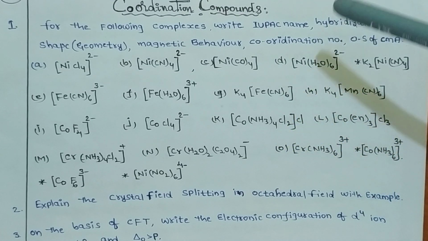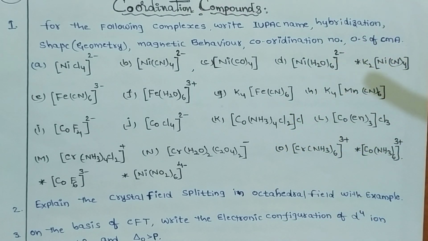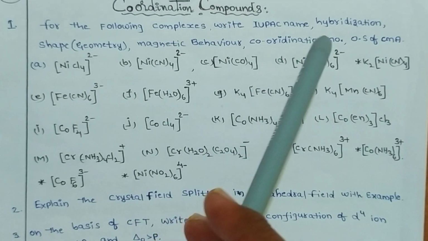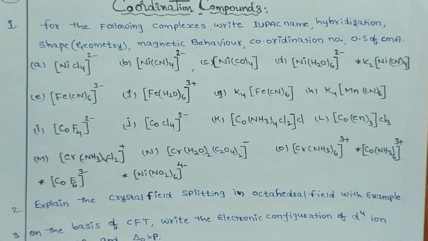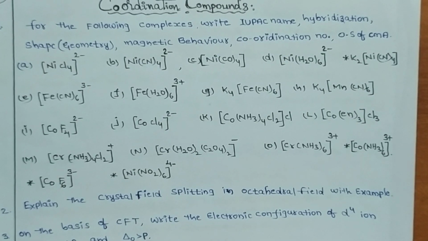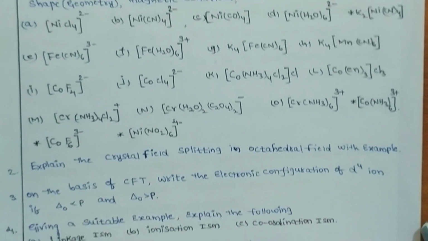From the coordination compounds, mostly they are asking questions from VBT theory, crystal field theory, IUPAC nomenclature, and isomerism. These four topics are enough, meaning you can get a maximum score from coordination compounds. So for these model questions you can take the complex compound and calculate the IUPAC name, hybridization, geometry, magnetic behavior, coordination number, and oxidation state of the central metal atom.